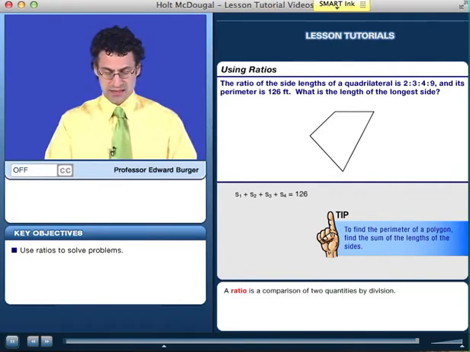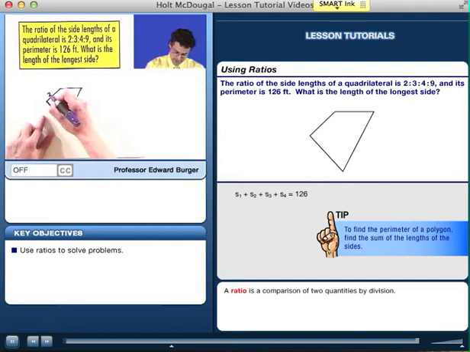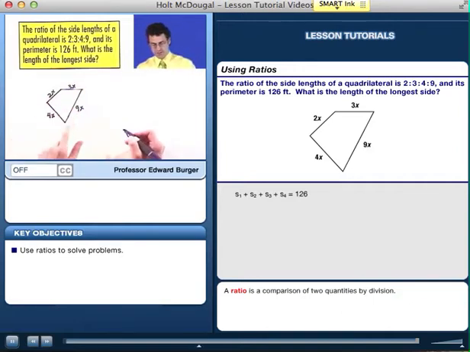Well, it means this length can be thought of as 2x, and this length, therefore, can be thought of as 3x, and this length can be thought of as 4x, and this length can be thought of as 9x. Because the ratio of these things is 2 to 3 to 4 to 9. The only reason why I drew it this particular way is to try to make it look like the right sizes, from the smallest to the largest. But that expresses the ratio.